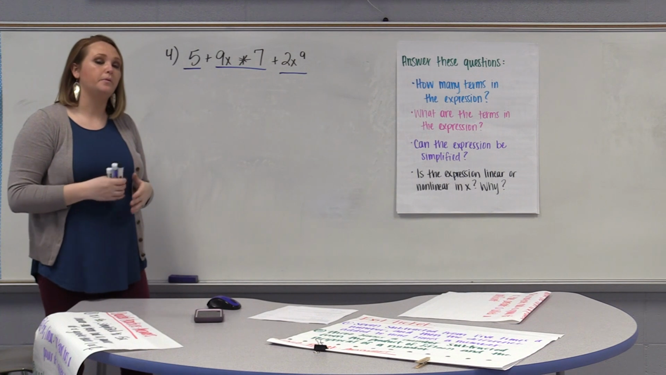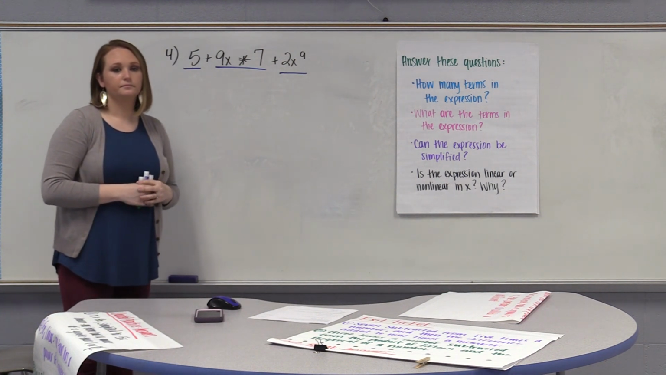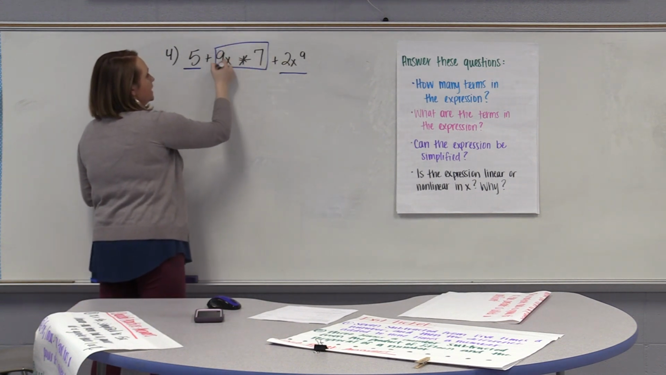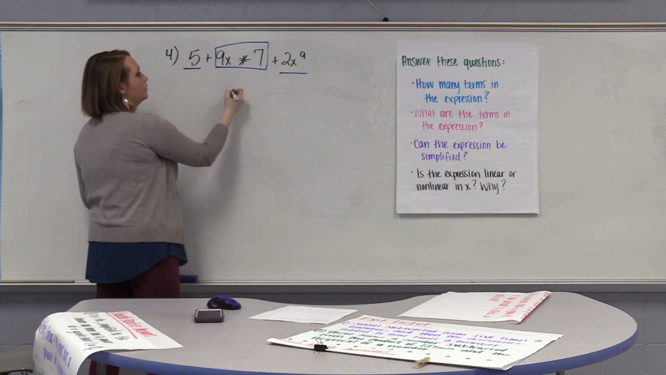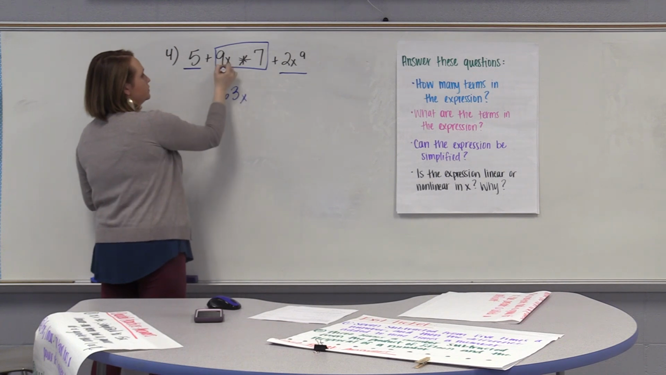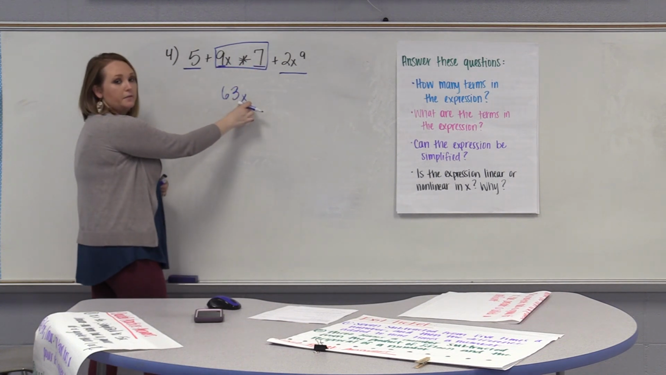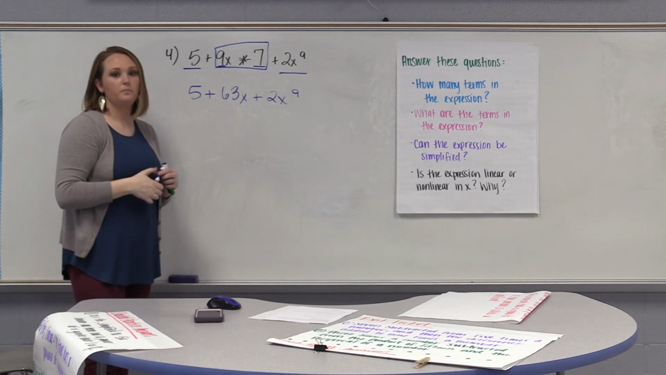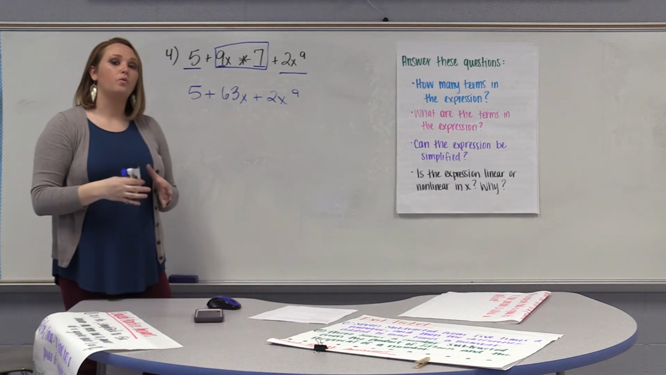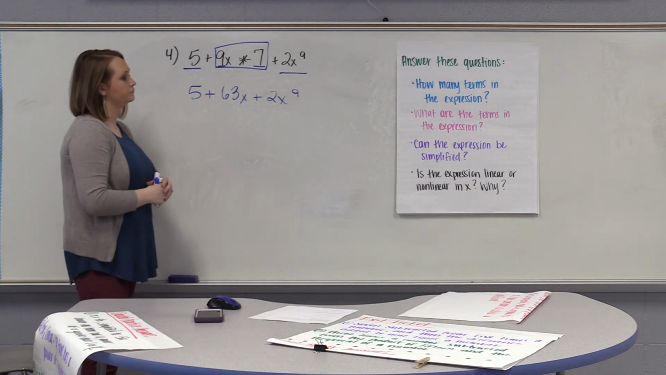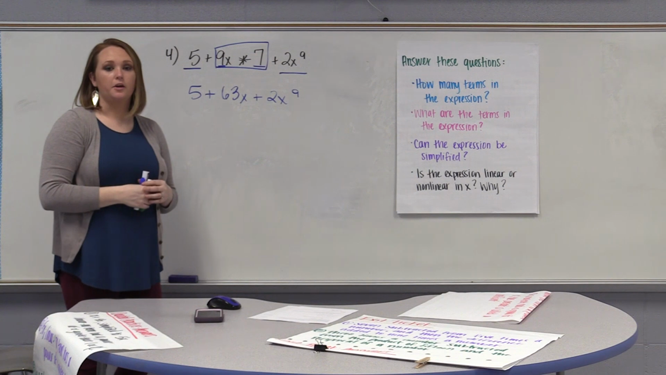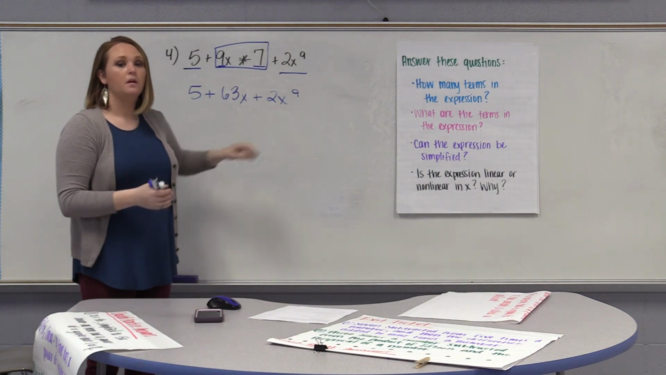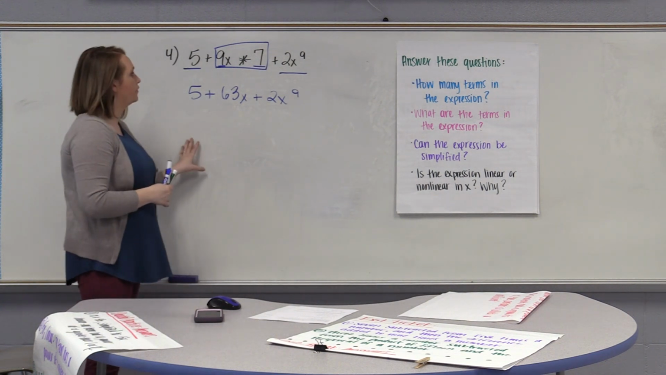Can this expression be simplified? Yes. This term, 9x times 7, can be simplified to 63x. We do 9 times 7 to get 63, and then we cannot forget the x. And then we're going to bring down 5 and 2x to the 9th power. Is the expression linear or nonlinear? The expression is nonlinear because the term 2x to the 9th power has a power of x other than 1 or 0. Now, a bonus question here, which terms have coefficients?